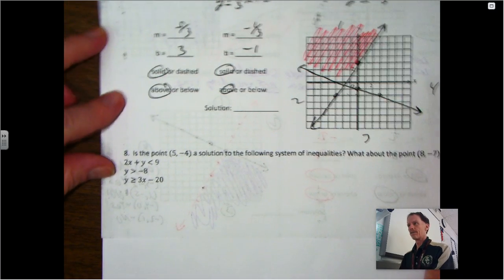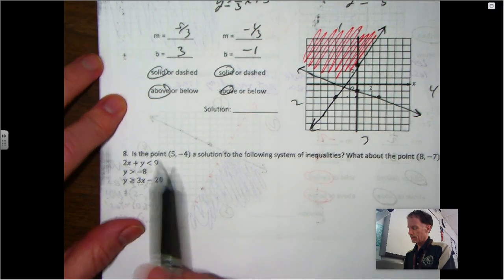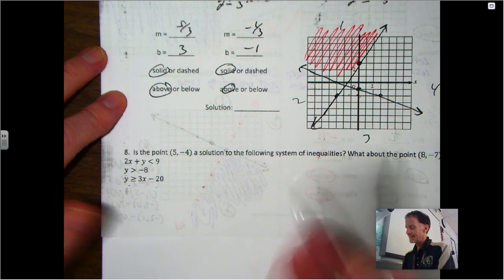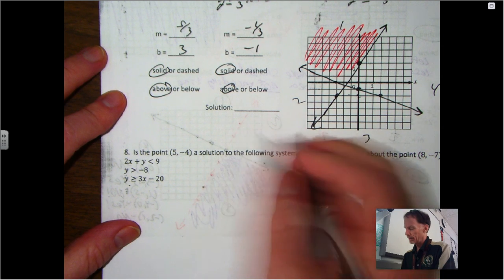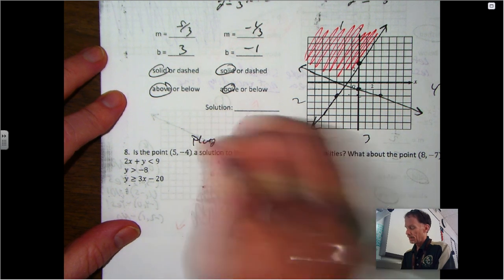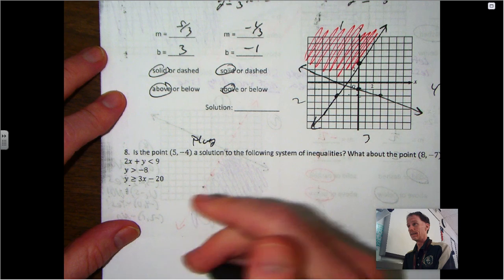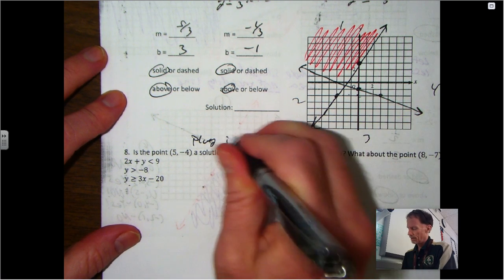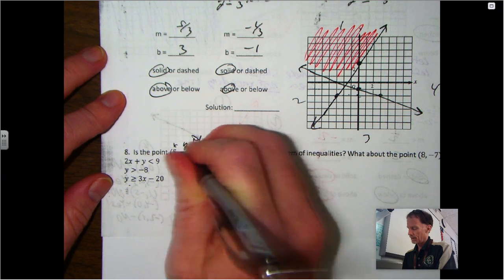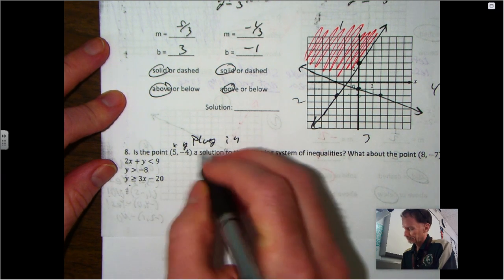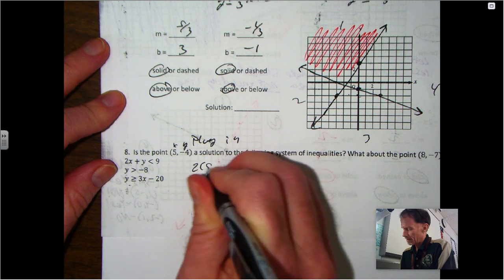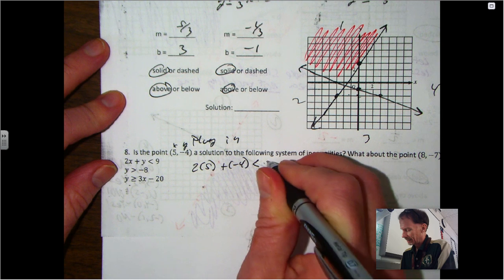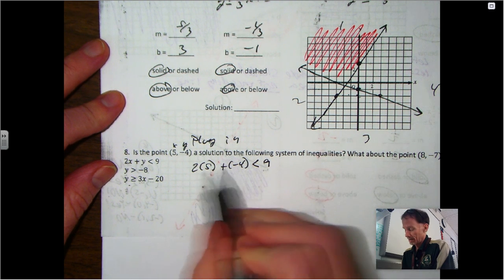We can do this algebraically just real fast. So you can check the point, if you're just given the equations without even graphing them, if the question is is it a solution, you can just plug in. But it has to work for all three, or however many inequalities you have. It's got to work for all of those. So if I plug in the x and the y, so this would be 2 times 5 plus negative 4. Is that less than 9? That's the question. So we just work it out, right?